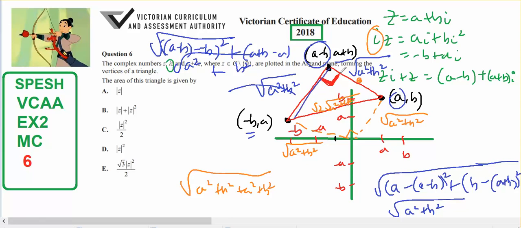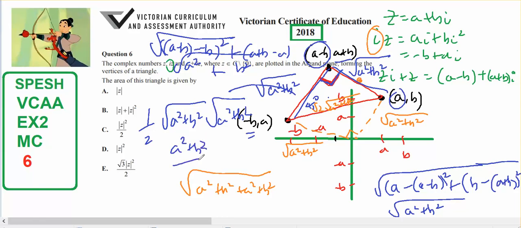And since that's 1 and that's 1 and that's root 2, that's a right angle and that's 45 degrees. So the area of that triangle is going to be a half times the base, which is the square root of A squared plus B squared, times the square root of A squared plus B squared, which is A squared plus B squared all on 2, which is the modulus of Z all squared on 2.